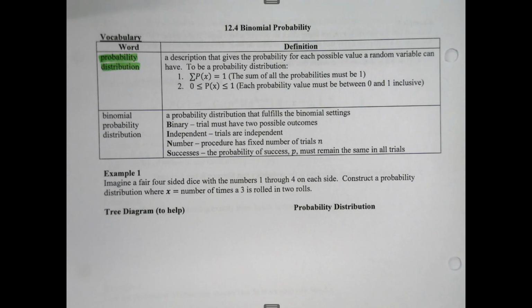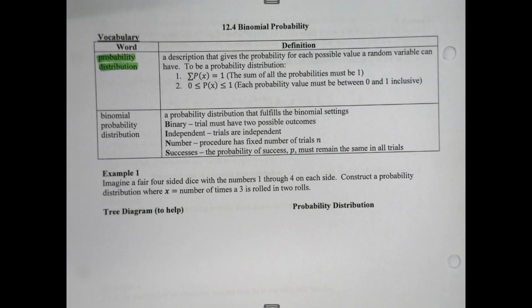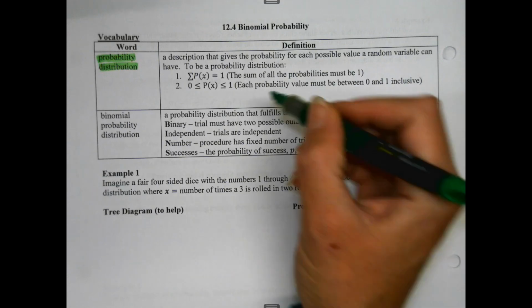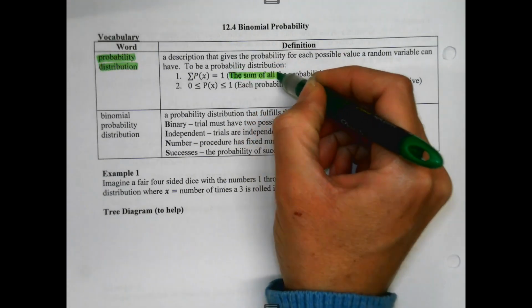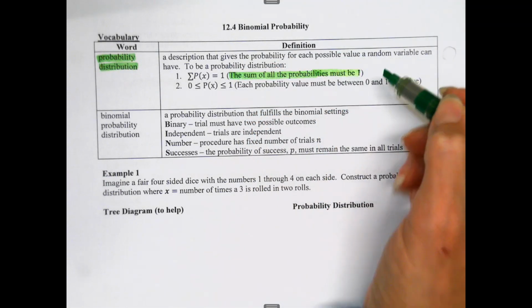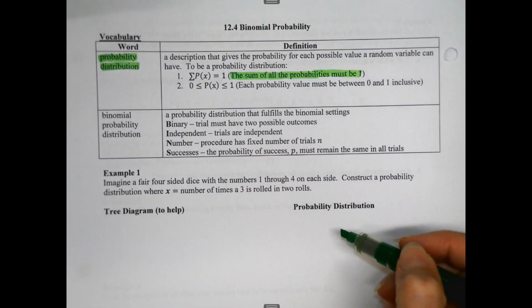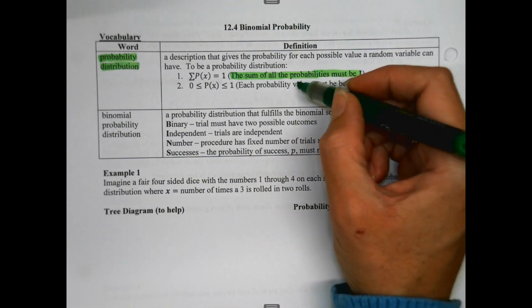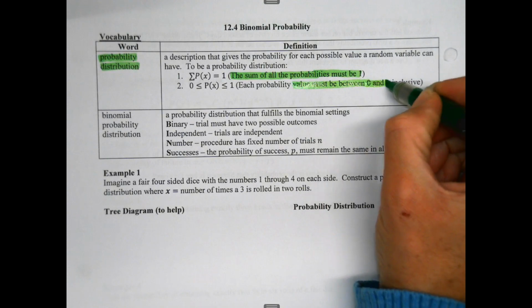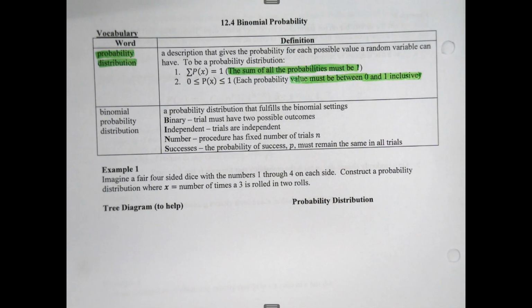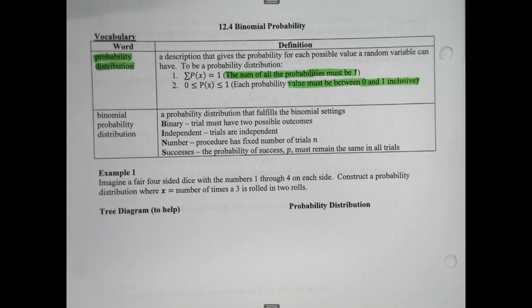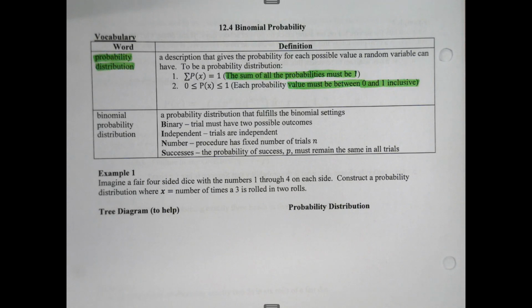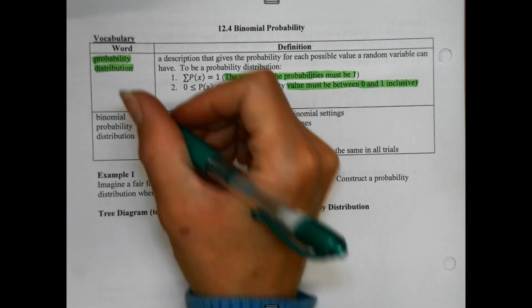And to be a probability distribution, the sum of all of the probabilities must be 1, and all of our probability values have to be between 0 and 1 inclusive. So they can be equal to 0, they can be equal to 1, or somewhere in between. So an example is a table, but charts are also forms of probability distributions.